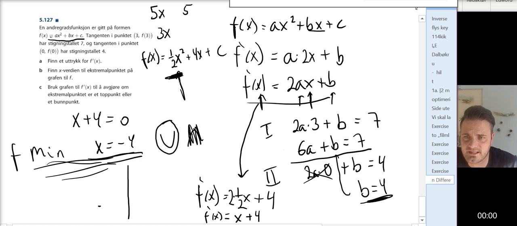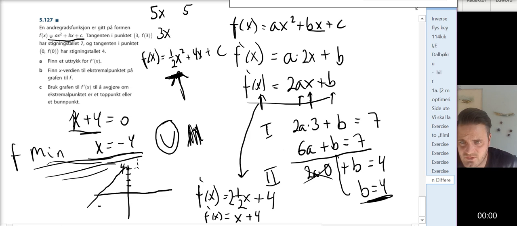So I showed that it is a minimum point by looking at this, but I should use the graph of the derivative. And this is the derivative. This is a straight line. The constant term is 4, which means that the line will cross the y-axis at 4. The gradient here is 1. So if I go 1 to the right, I go 1 up. So this graph will look something like this.